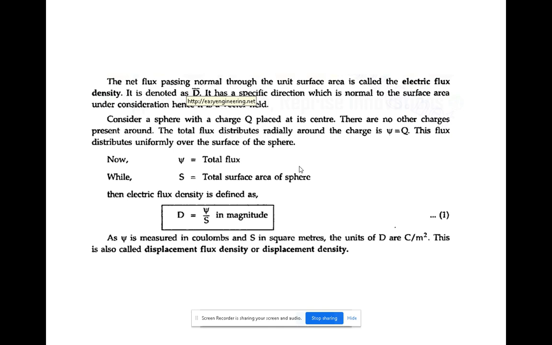So how do we determine the electric flux density? As I said earlier, electric flux density is denoted as D vector. D equals psi by S in magnitude. When representing the magnitude, it is not a vector, so it is not psi vector or S vector. When representing the magnitude, you just write psi and S. This is called the displacement flux density or displacement density, or simply the electric flux density.